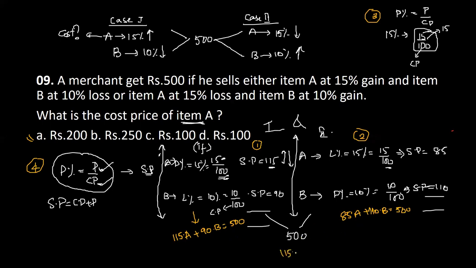That is, you can write 115.A plus 90.B is equal to 85.A plus 110.B. Now you can find out the values of either A or B, however it is possible, and then maybe you can come to a conclusion. This is one way of doing it. Can you please solve this in this way?